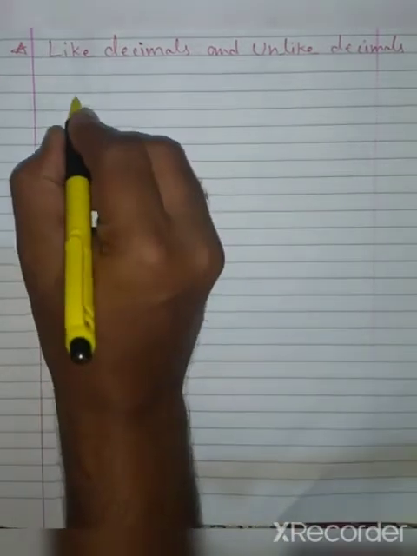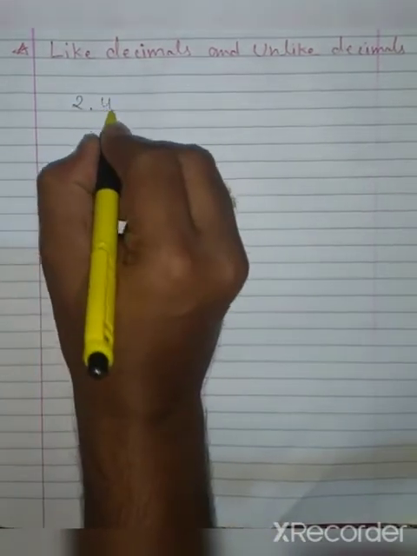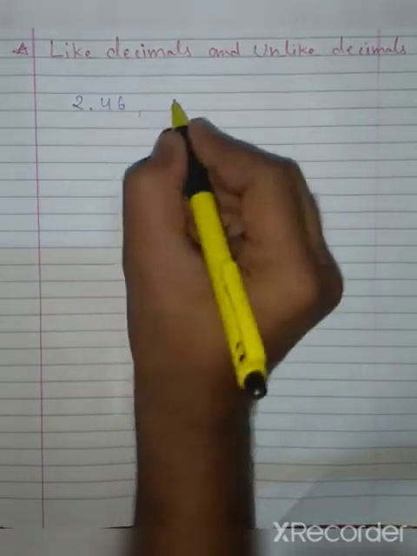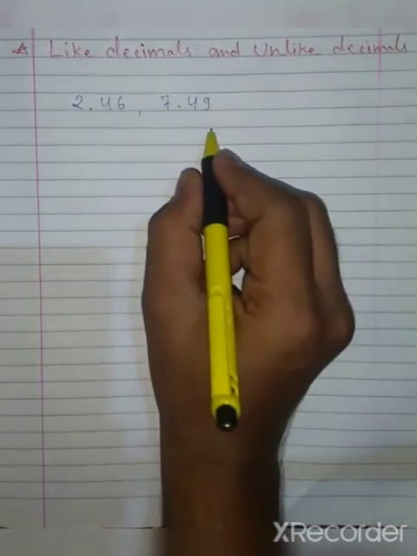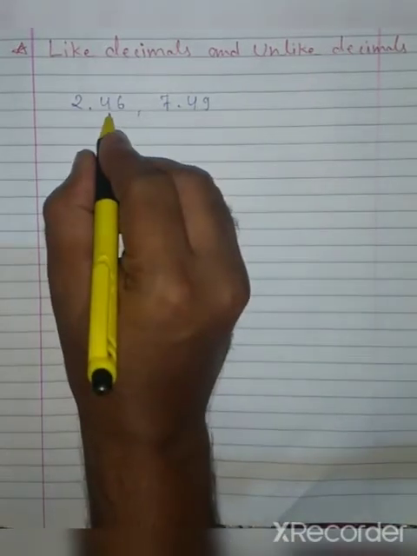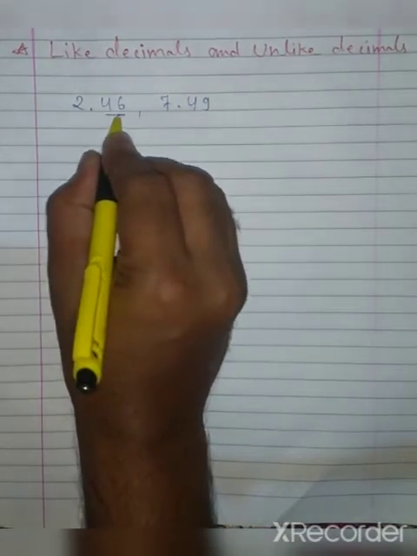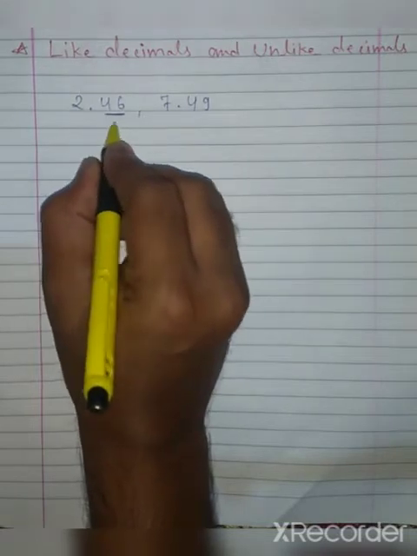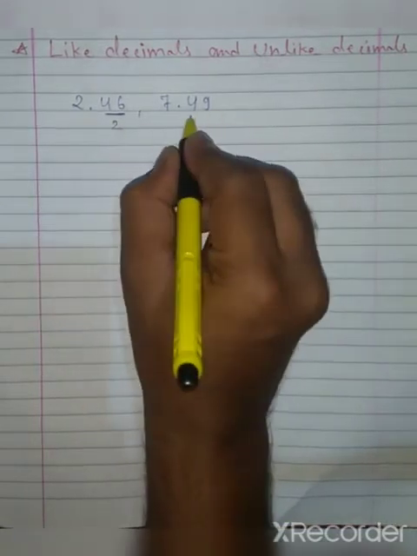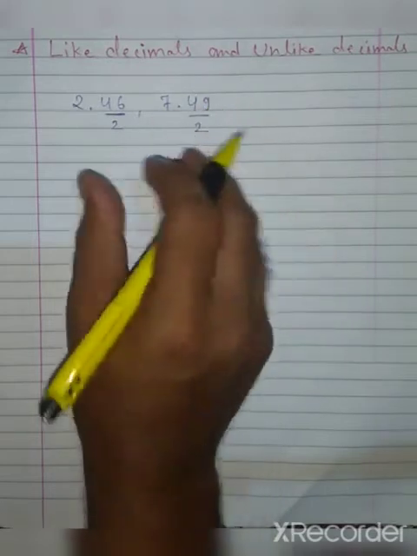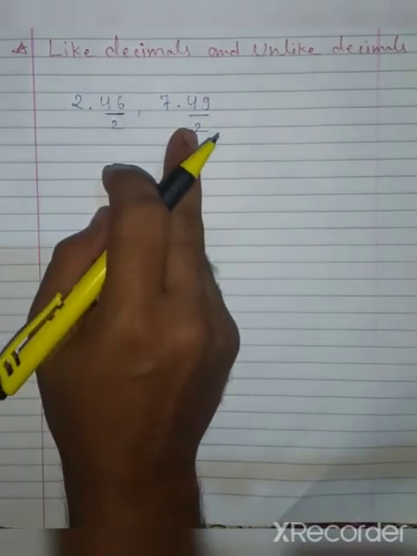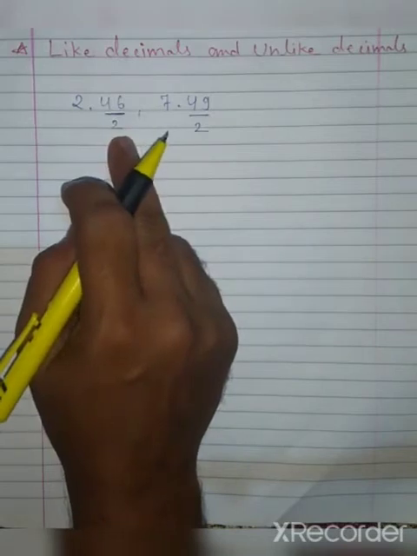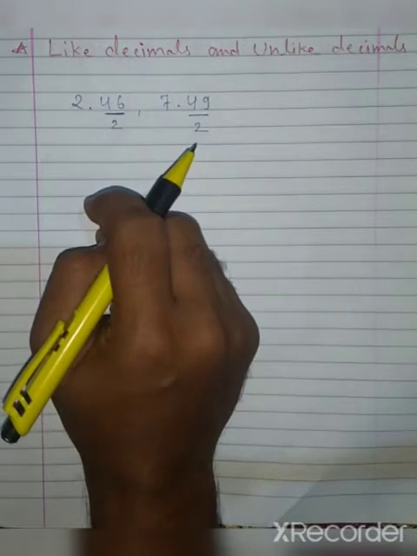Suppose there are two decimals we have 2.46 and 7.49. Here you can see the decimal place of the first decimal number is 2, and here the decimal place is 2. If two decimals have the same number of decimal places, they are called like decimals. So this is an example of like decimals.